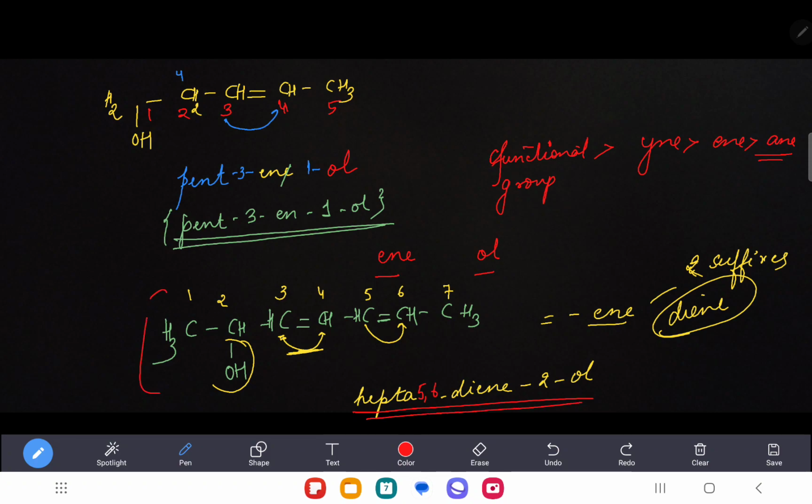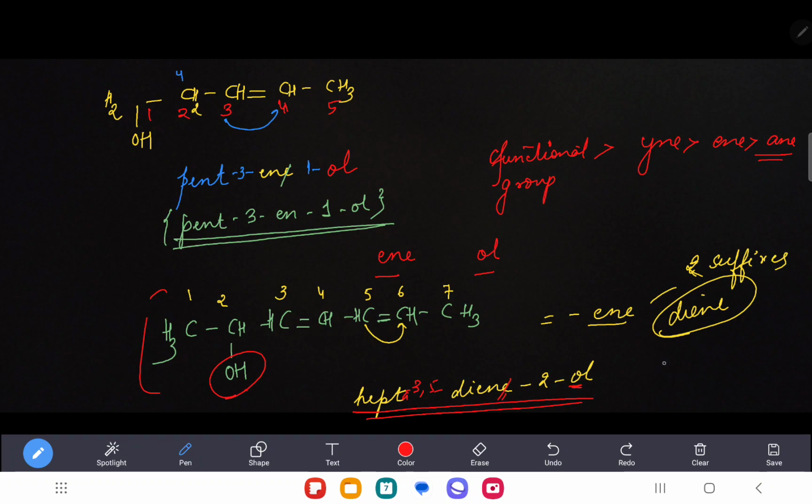Are you understanding? Wait, why is it 5, 6? Oh, sorry, 3 comma 5. Sorry. 3 comma 5. Hepta 3 comma 5 diene. And this E has to be dropped because there is an O in the next suffix.